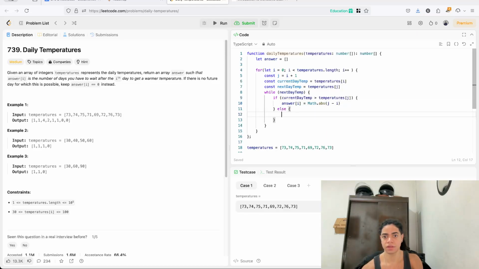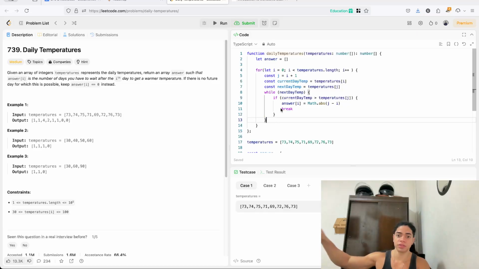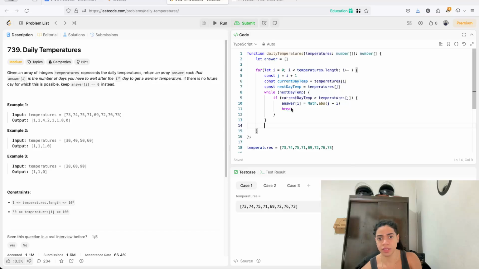If it doesn't exist, well, is this one, and then we're gonna break here, right? So break. If after we iterate through the entire collection, hey, we couldn't find that, it means that the answer at that position here is 0. All right, we couldn't find any days warmer, okay.